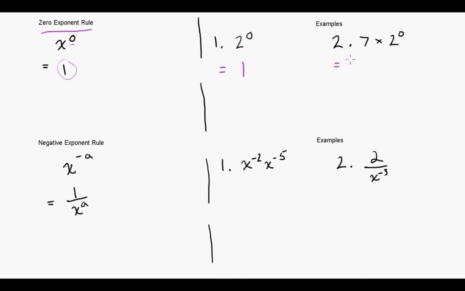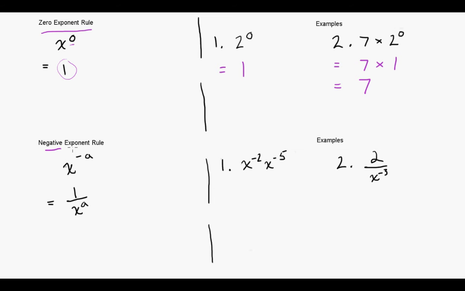Looking at our second example, here again we have 7 but no exponents. We're just going to write that down, times 2 to the exponent 0, which is equal to 1. 7 times 1 is just 7. So that's the zero exponent rule. Again, it's very basic. If you have a zero exponent, the number is automatically 1.